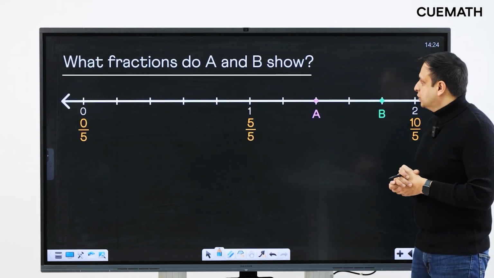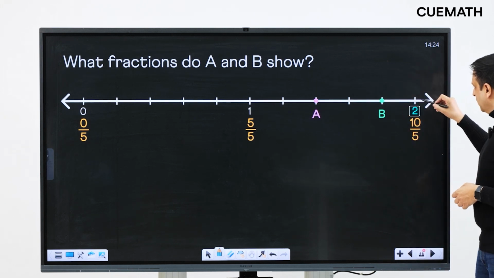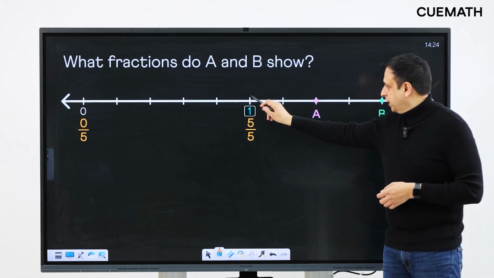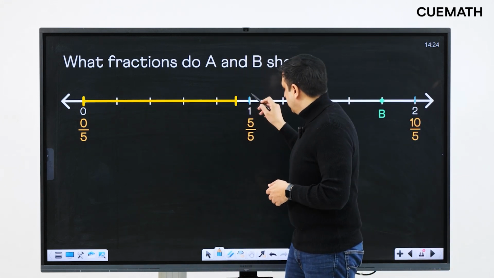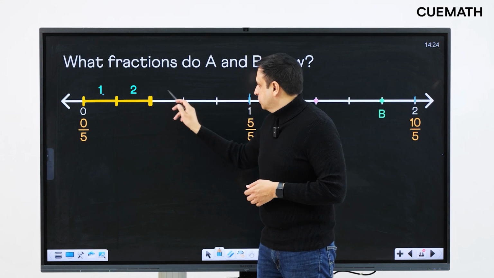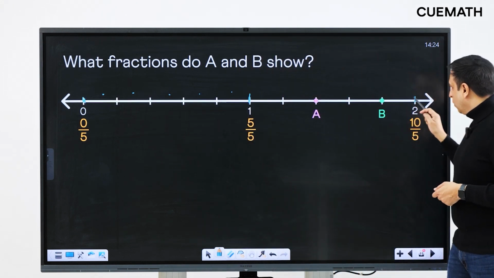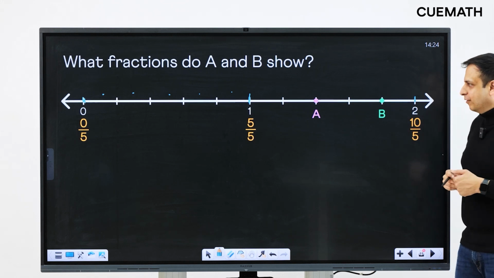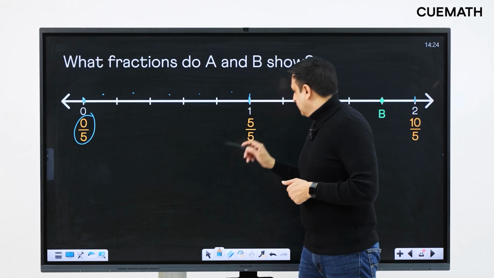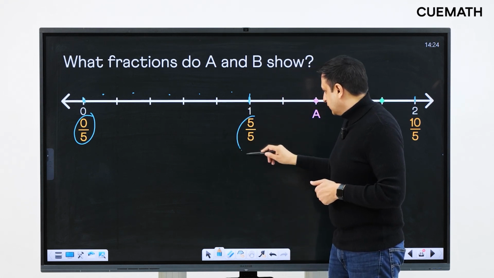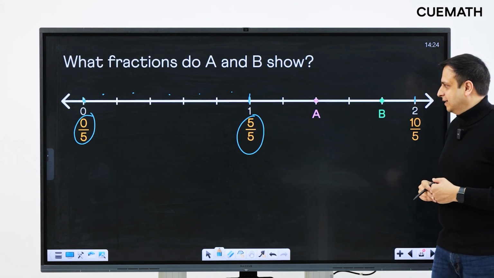Okay, what fractions do A and B show in this case? We have 0 on the left end, 1 over here, and 2 over here. The unit interval between 0 and 1 is divided into 1, 2, 3, 4, 5 equal parts, and similarly the unit interval between 1 and 2 is also divided into 5 equal parts. Therefore, 0 is the fraction 0 over 5. This point 1 is the whole fraction 5 over 5. What do you think point A would represent as a fraction?